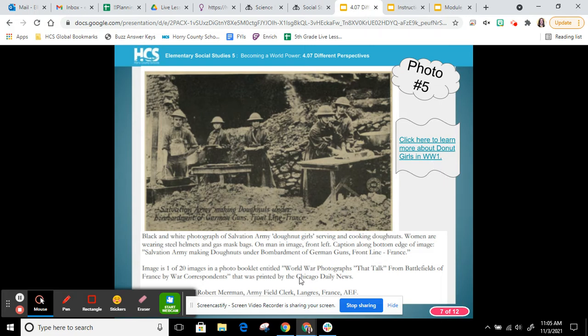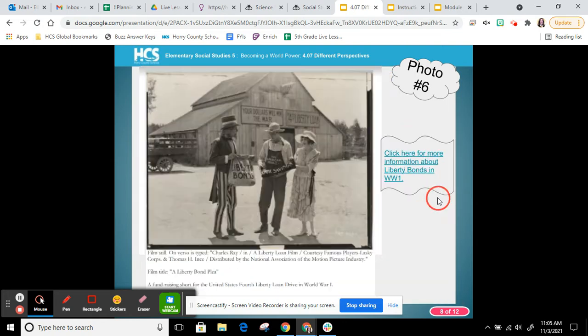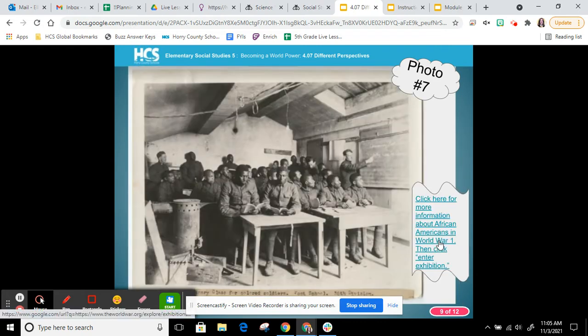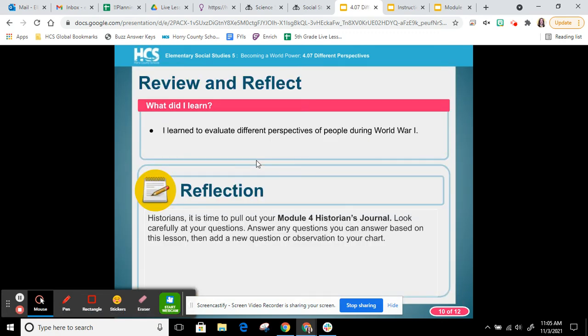And notice a lot of the pictures have captions below to help kind of guide your thinking and to let you know what's happening in the photos. Photo 6, you can click here to learn more about the Liberty Bonds in World War I. Photo 7, you can click here to learn more about the African Americans in World War I. And then it says to then click Enter Exhibition when you do click on that link. So there are 7 photos.